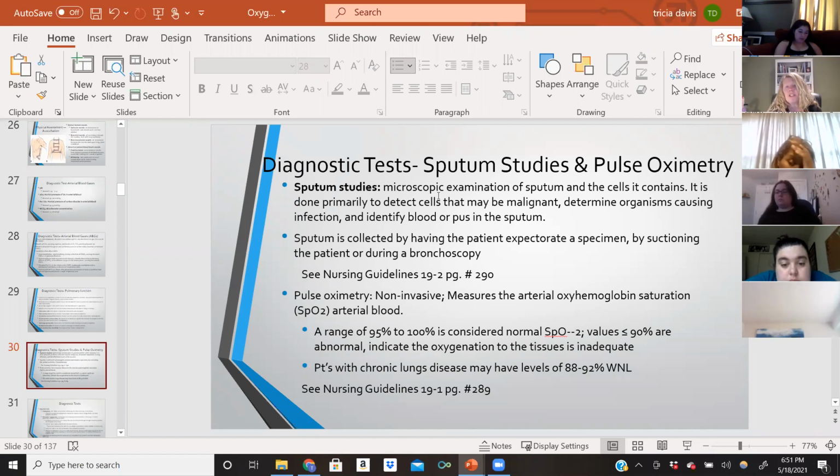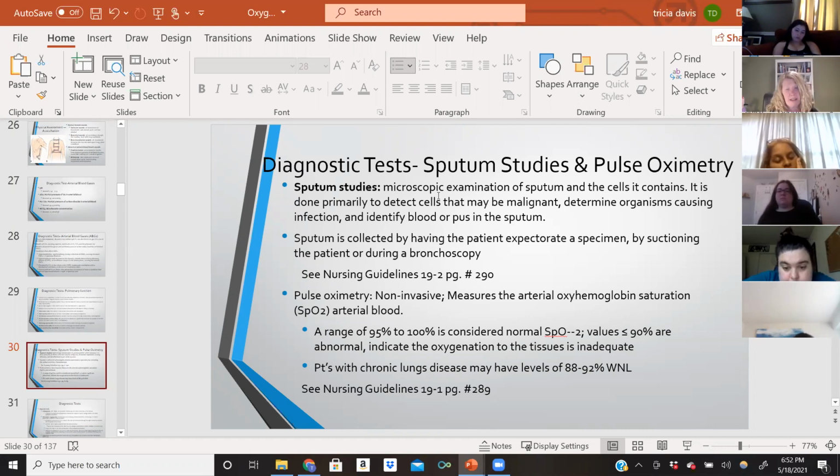Usually you can have your patient cough it up on their own if they can. Sometimes we can do a deep nasal suctioning. We can get a sample that way, or if the patient is having a bronchoscopy, we can go in and get a sample at that time. We can monitor their oxygen with pulse oximetry. This is a non-invasive method. It's the little probe that we put on the finger. It measures the arterial oxyhemoglobin saturation, so that's our SpO2 in our arterial blood.